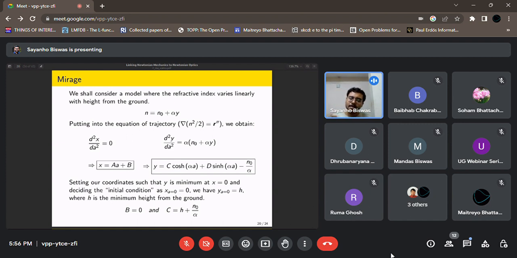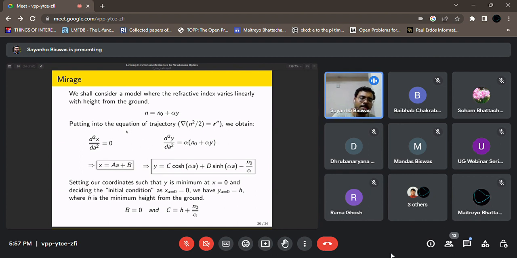Therefore, the gradient of n square by 2 in the x direction, that means the partial derivative with respect to x, ∂/∂x of n square by 2, will also not depend on x. Since n square does not depend on x, ∂/∂x of n square by 2 will be 0 specifically. So the LHS is 0 in the x component. The RHS is saying d square x by d a square is 0, the x component.